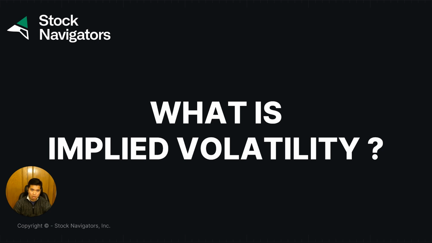So let's talk about implied volatility. Why do we talk about implied volatility? Because implied volatility and Vega go side by side and they will affect the premium of your option. If for some reason the implied volatility in the market starts to increase, that will affect the premium of the option that you are trading as well.